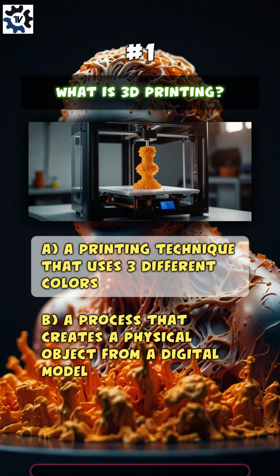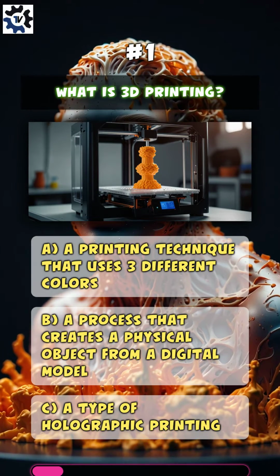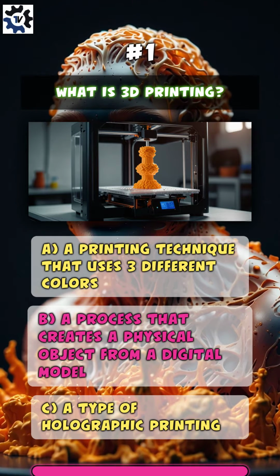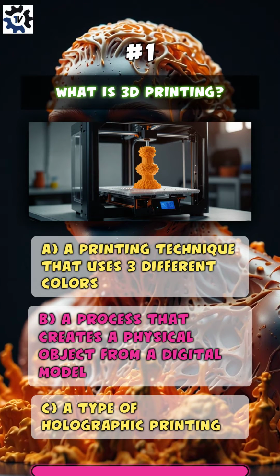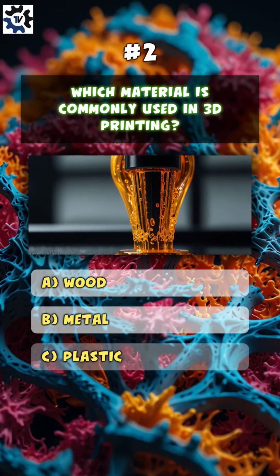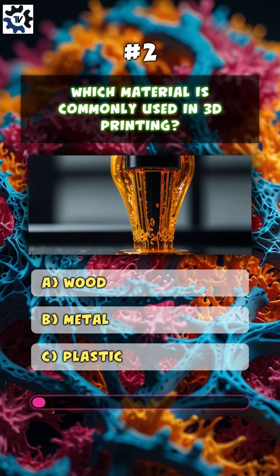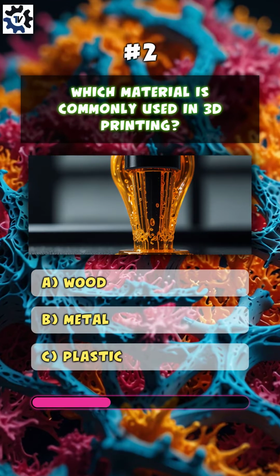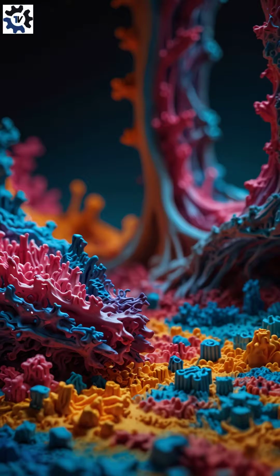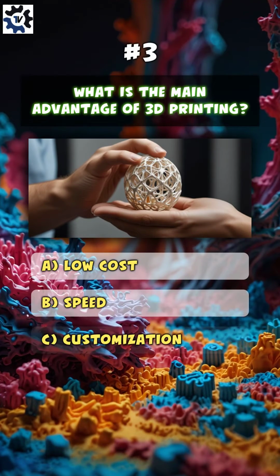What is 3D printing? B. A process that creates a physical object from a digital model. Which material is commonly used in 3D printing? C. Plastic. What is the main advantage of 3D printing?